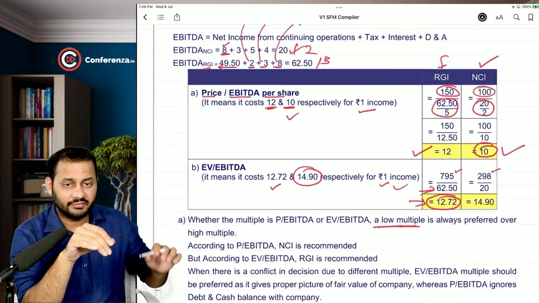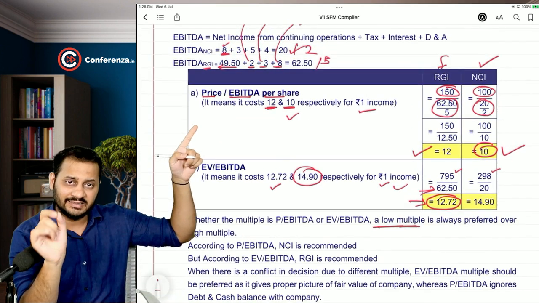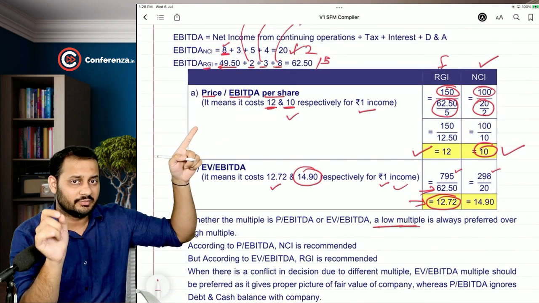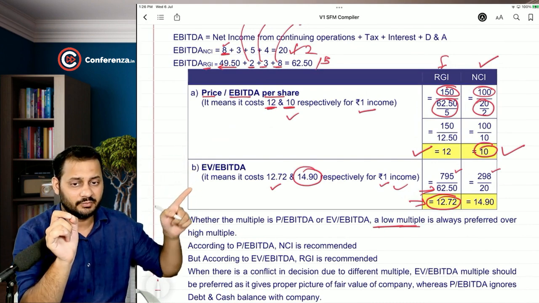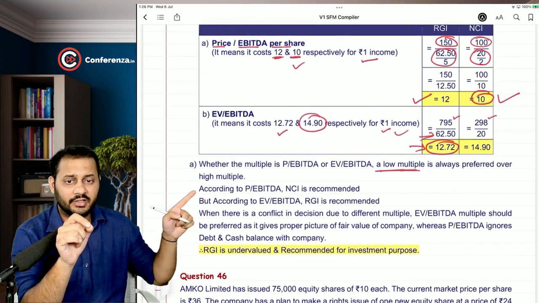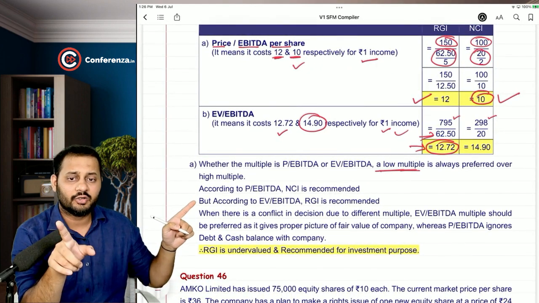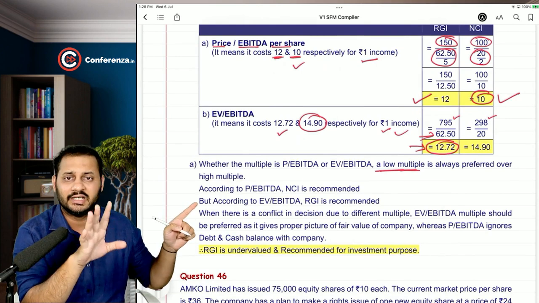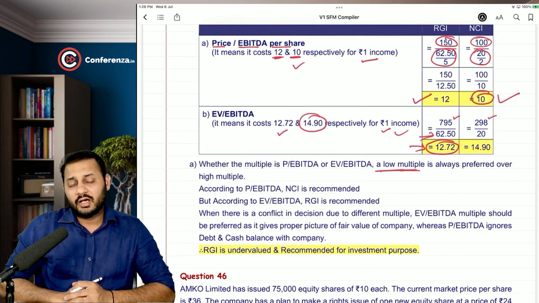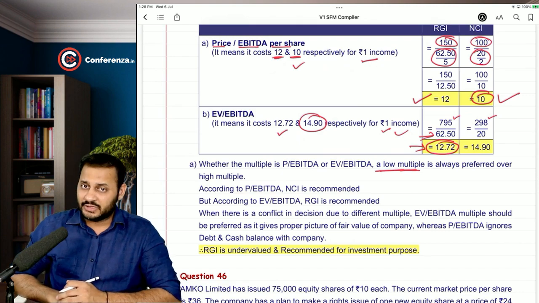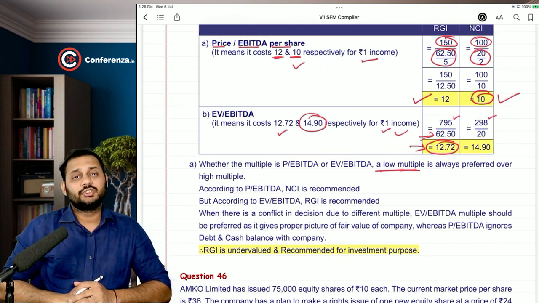So in this case, we can clearly see in the first part, NCI company is preferred because the multiple is low there. In this case, RGI is preferred because the multiple is low there. So according to P by EBITDA, NCI is recommended, but according to EV by EBITDA, RGI is recommended. Now in this case, what should be done? Because one multiple is saying choose NCI, the other one is saying choose RGI.